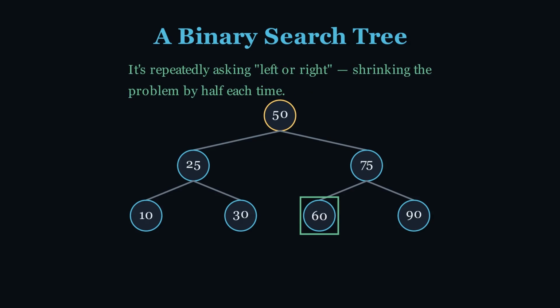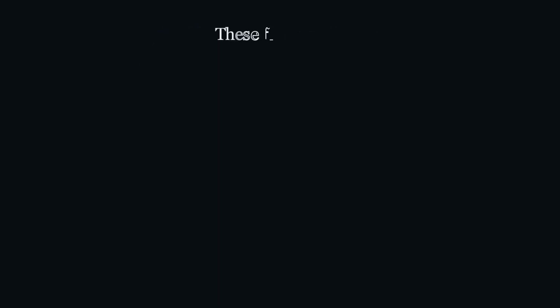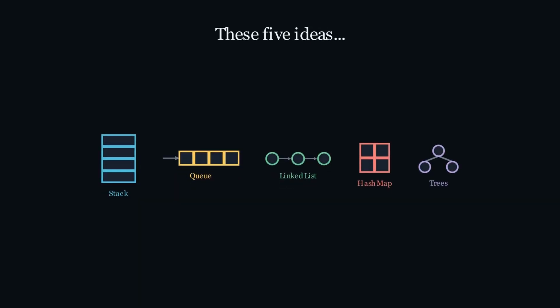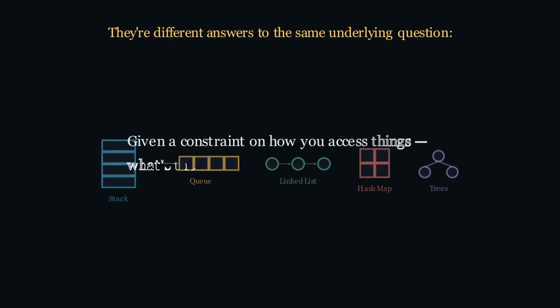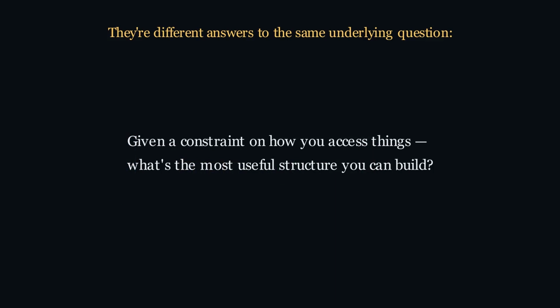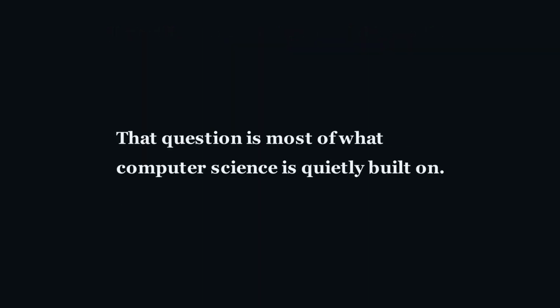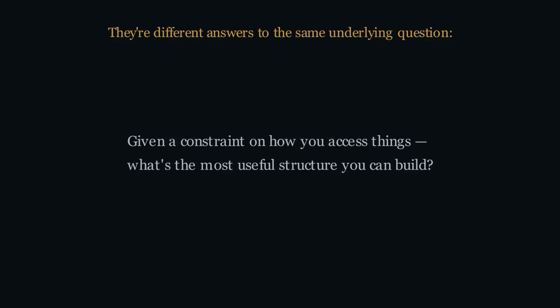And once you see it this way, something nice happens. These 5 ideas, stacks, queues, linked lists, hash maps, trees, stop feeling like separate, arbitrary rules to memorize. They start looking like different answers to the same underlying question. Given some constraint on how you're allowed to access things, what's the most useful structure you can build? That question, it turns out, is most of what computer science is quietly built on.